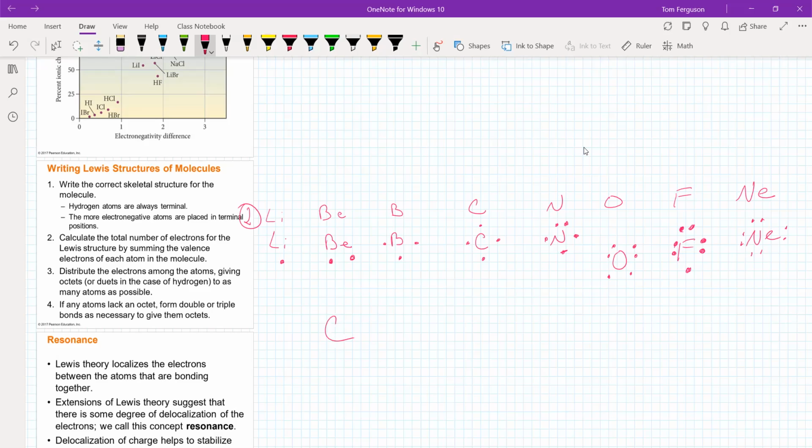Let's do the electronic configuration via orbitals for carbon. Okay, carbon's got 2s2, 2p2, right? So looking at that configuration, how many singleton electrons are there? 2. How many does that have? 4. So something's going on with carbon. Now, let me explain what's going on with carbon. It's called bond hybridization.